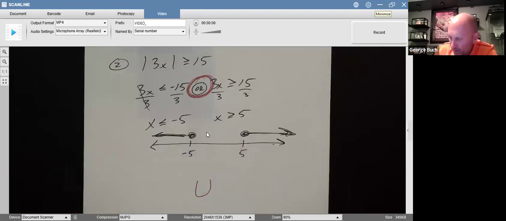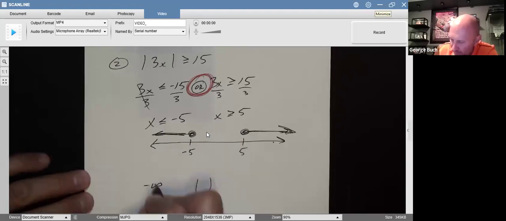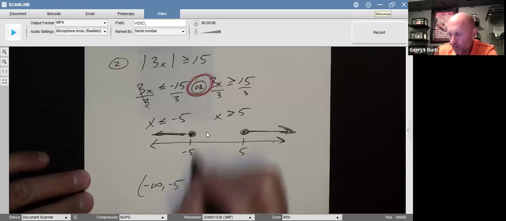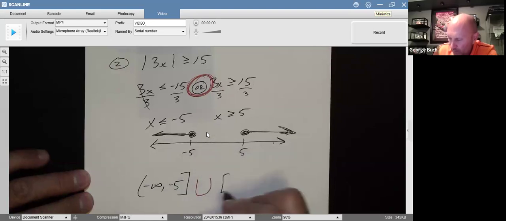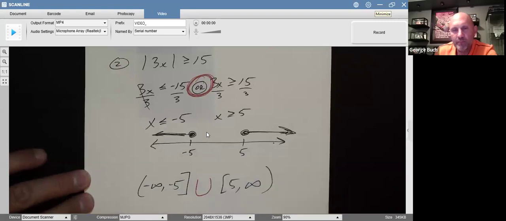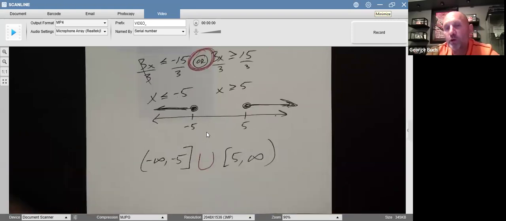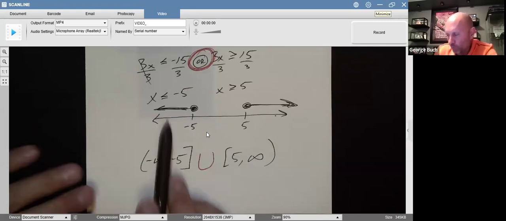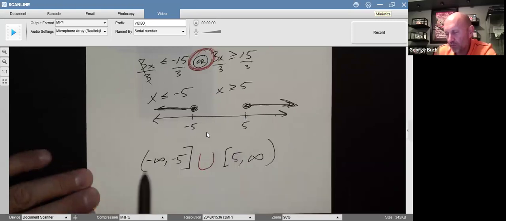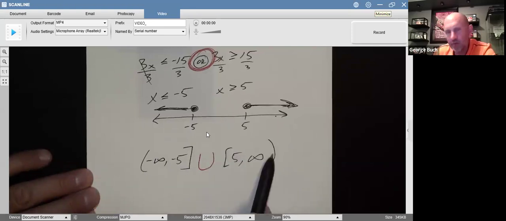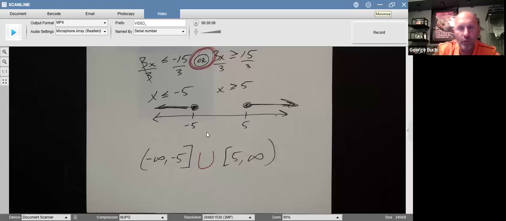So it's everything here, -infinity to -5. -5 is included because of this closed circle, or union, 5 with a bracket going up to +infinity. So we're not looking for the overlap here, we're looking for the union. So it's all of these values or all of these values. So in interval notation, it's -infinity to -5 with a bracket, union, bracket 5 to infinity. And again, infinity always gets that parenthesis.